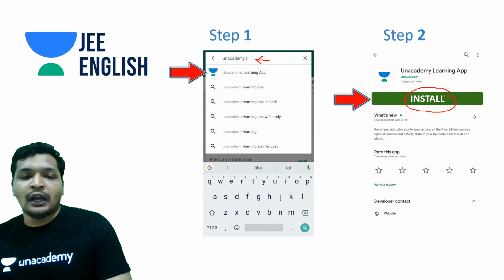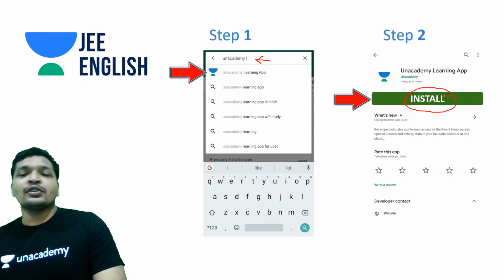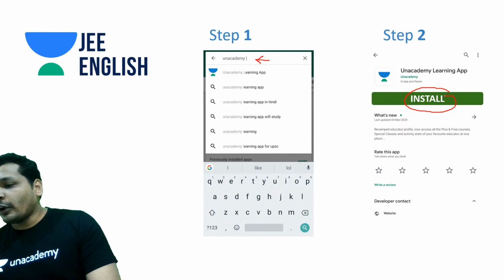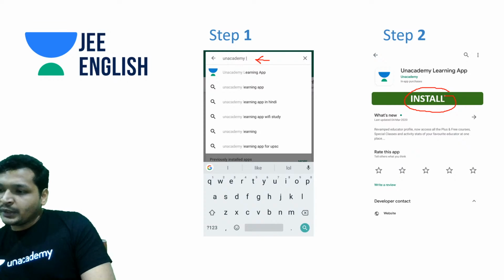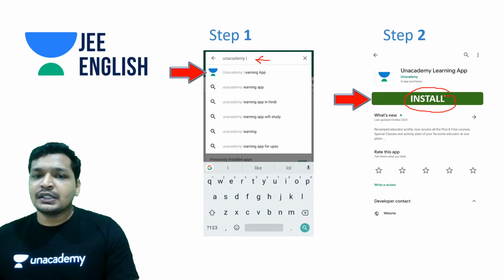Of course, you have to do your NCERT. I wasn't from the CBSE in 11th and 12th, but yeah, you would have to anyway do your NCERT, guys.